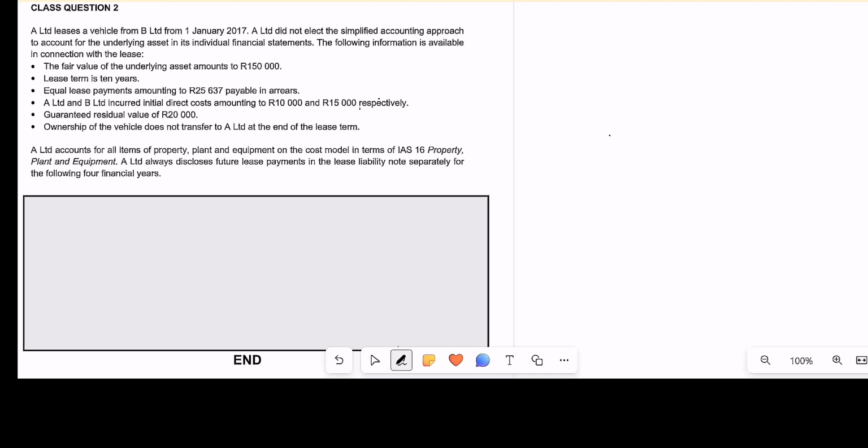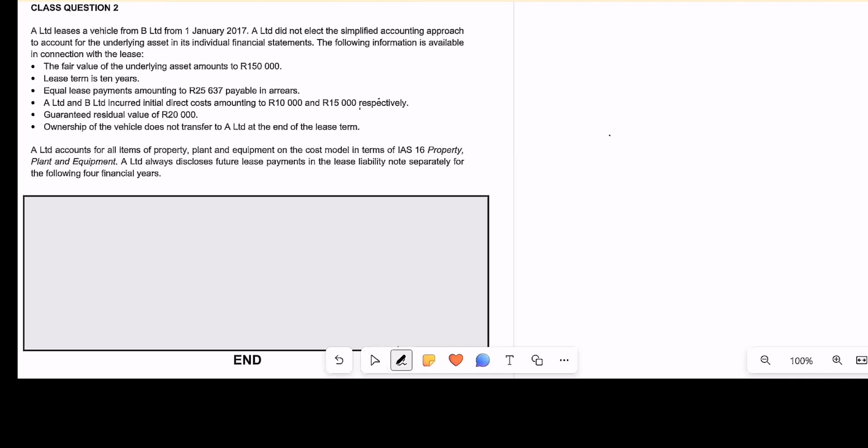The first one, I'm going to do a normal lease whereby we'll recognize the lease. And in the second example, I will show how the treatment should have been if we selected the simplified approach. So let's start the question.